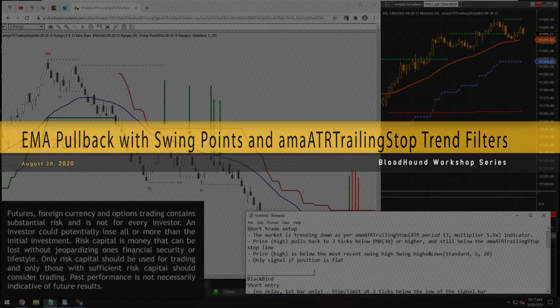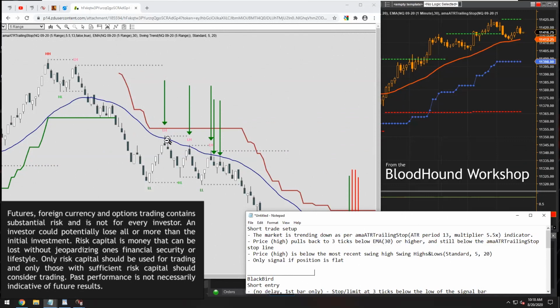So we have a screenshot that was sent in, kind of illustrating some entry points here with the indicators on the chart. And then also we have a description.